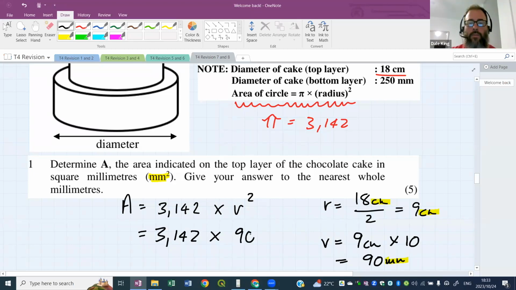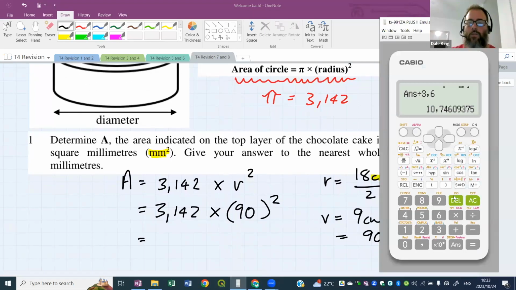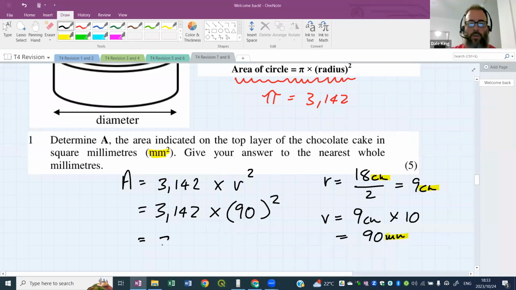So I'm going to write 90 inside there, and I'm going to put a bracket around it, and I'm going to square it. Okay. So now we get the calculator out. So we're going to do 3.142 times 90 squared. Okay, 25450.2. Now, what are my units? Well, if you put in millimeters, you should be getting millimeters squared out.